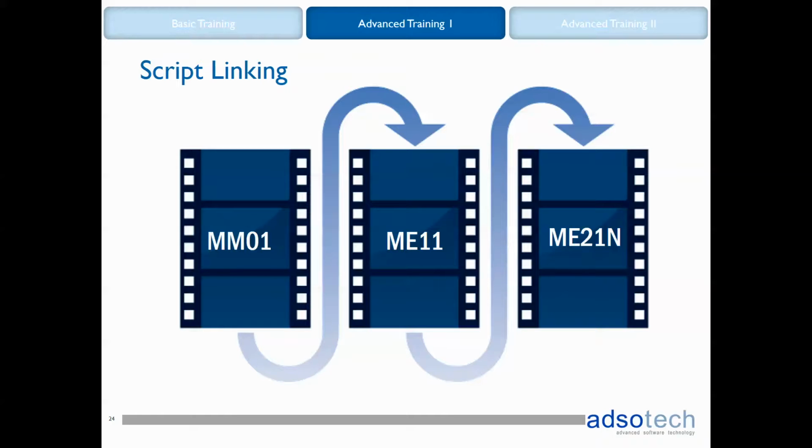What we do with these 3 different scripts, we create links from the first script MM01 to the second script ME11, and from the second script ME11 to the third script ME21N. Means that we actually create a chain of scripts. So whenever we click run for MM01 script, that script runs through the whole Excel file, through the whole template. Whatever data is there, it will process through that and then pass the torch onto the second script, ME11.